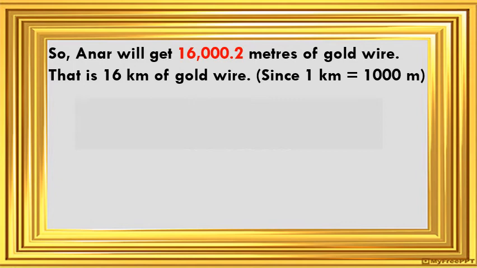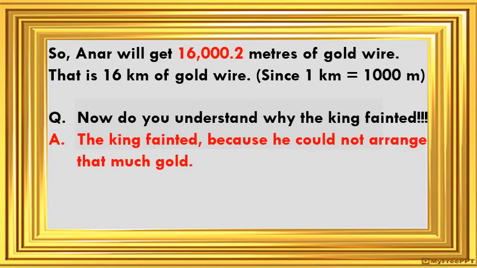That is from Petlad to Dharmaj 8 kilometers and back to Petlad again another 8 kilometers. So to and fro from Petlad to Dharmaj is 16 kilometers. So around 16 kilometers of gold wire Anar will get. Such a long gold wire. Now the question is, do you understand why the king fainted? Answer is, the king fainted because he could not arrange that much gold.